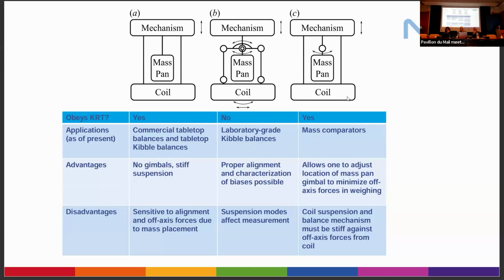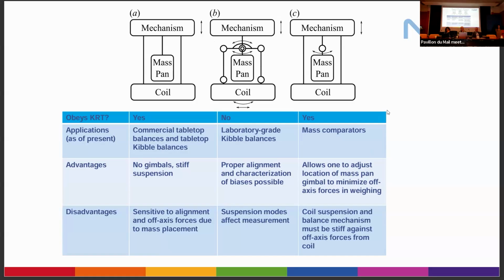And then you have what is similar to a mass comparator, where the mechanism is stiff, but you have to suspend your mass band with a gimbal. And I think this would be the best choice going forward. At NIST, when we build Kibble balances, we build it according to B, but there is a possibility to stiffen all these flexures to be in the C configuration. So you can go back and forth between them.